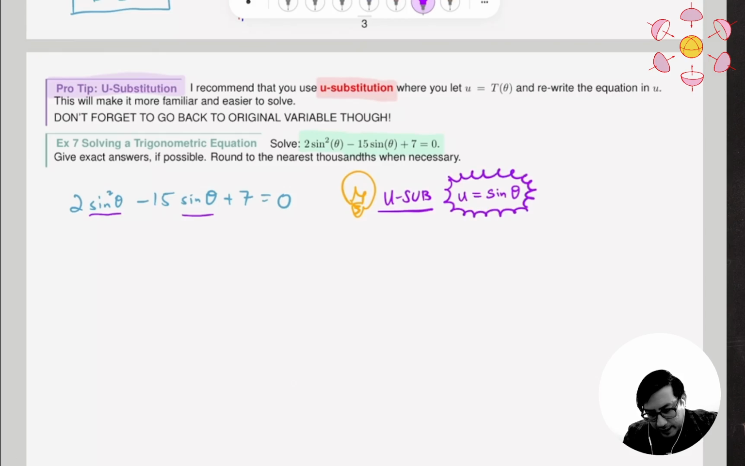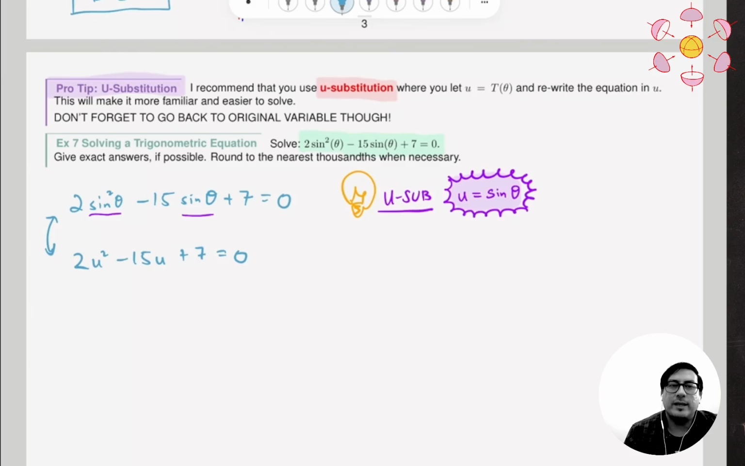And you're thinking, okay, why? Well, let me just show you what happens if we do this. So just suspend your belief for a minute and follow along, and I'll answer why in a bit. If I say u is sine theta, then I can rewrite our equation as 2u squared minus 15u plus 7 equals 0. All of a sudden, this equation is much easier to look at. And it's just a quadratic equation. Just by switching to a new variable, it makes it clearer and easier to recognize the pattern.